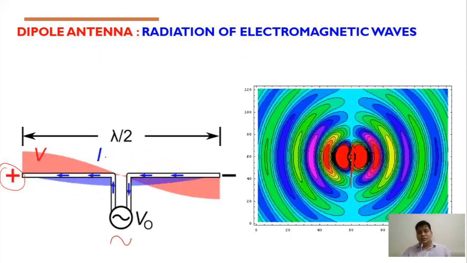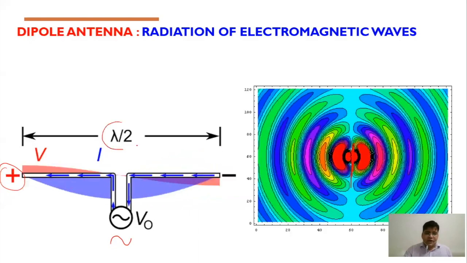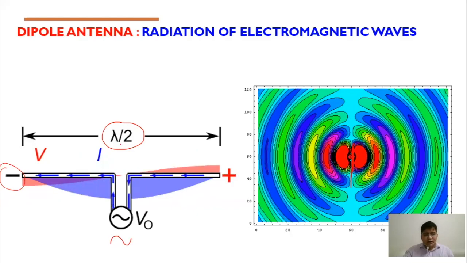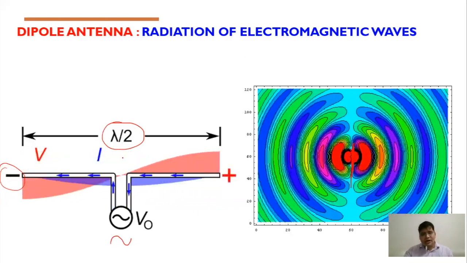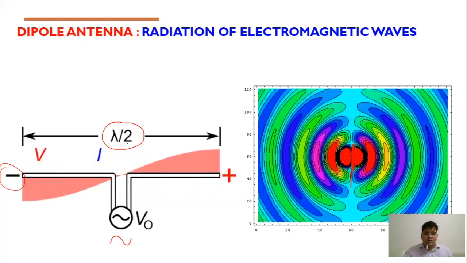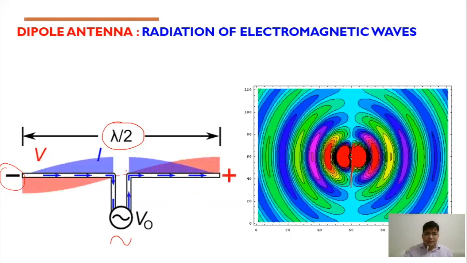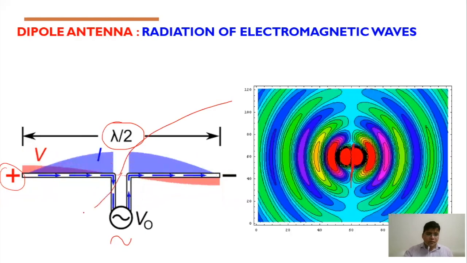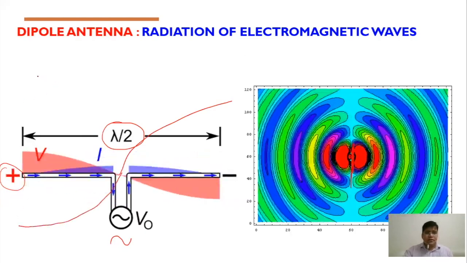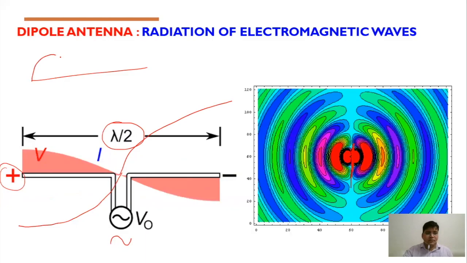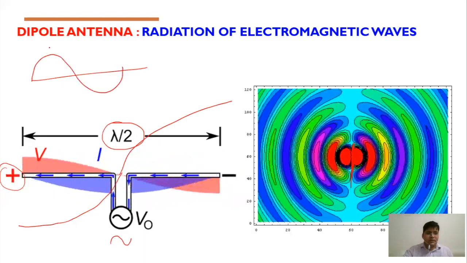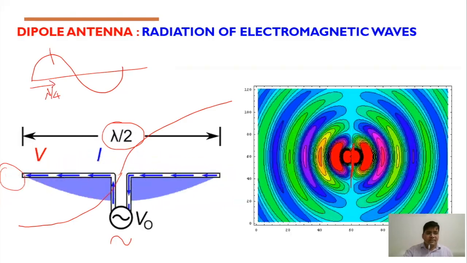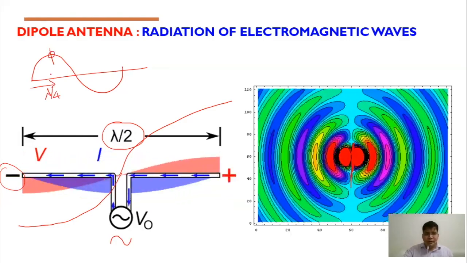And one more thing is there: the length of the antenna is lambda by 2. For getting the maximum radiation, the lambda by 2 distance should be there. Because if we draw a sine wave like this, we can draw it like this. So that is the lambda by 4 part. Maximum is occurring at the lambda by 4.